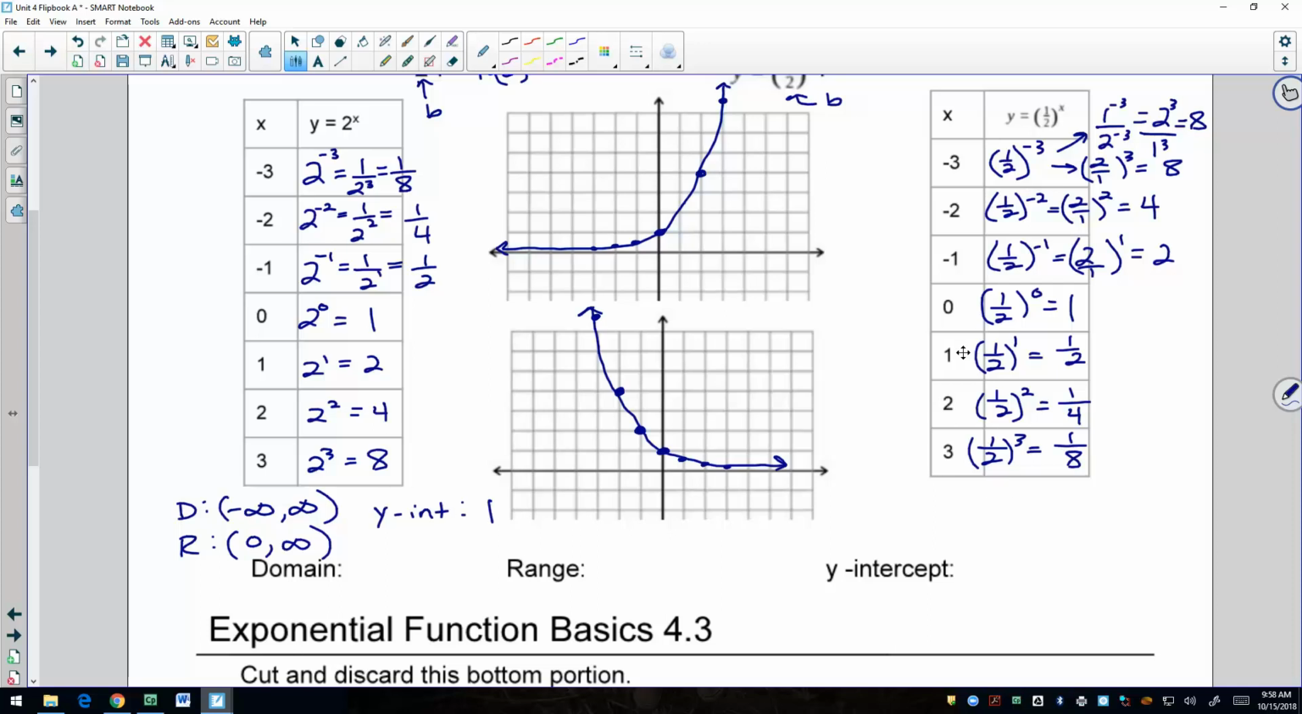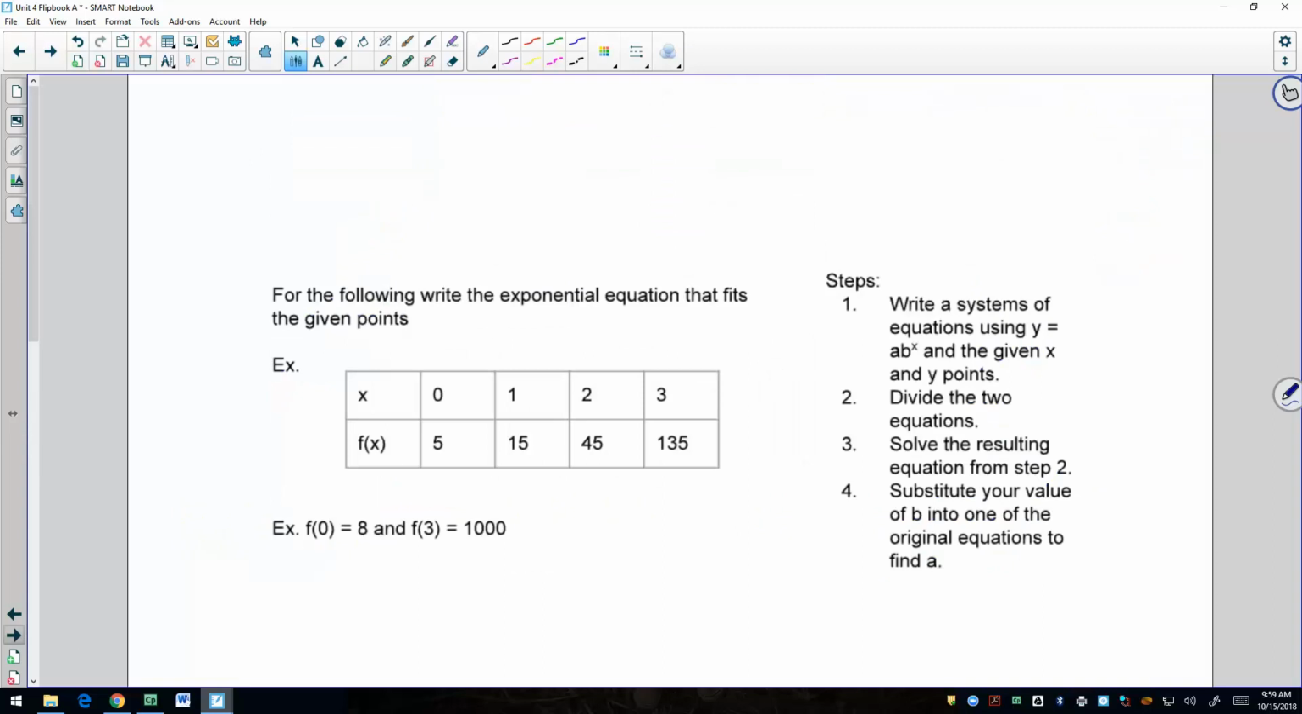The domain and range are actually going to be the same for the other graph, so I guess I could have written them all down here. So the domain, again, goes from negative infinity to infinity. The range also goes from 0 to positive infinity, and the y-intercept is at 1. Okay, so that's it for lesson 4.3. Now on to lesson 4.4.